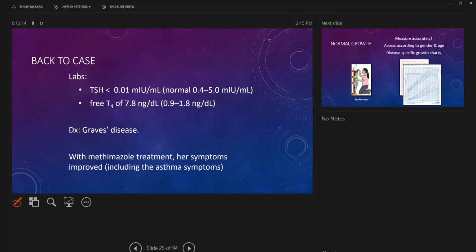All right, so let's get back to the case. So this particular patient has a TSH of less than 0.01 with a free T4 of 7.8. Now, we're really going to confirm this. We would also say they've got antibodies to the thyroid.